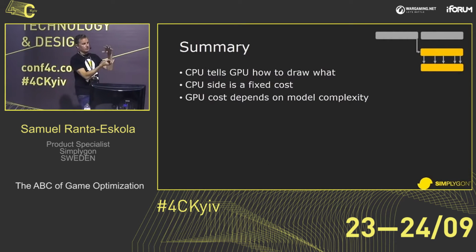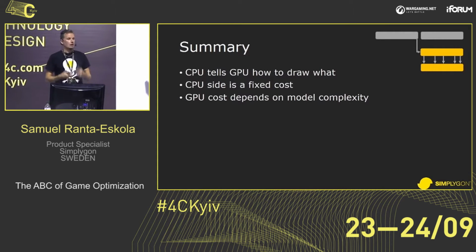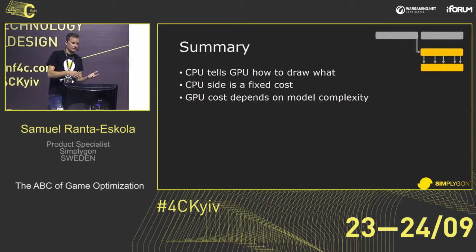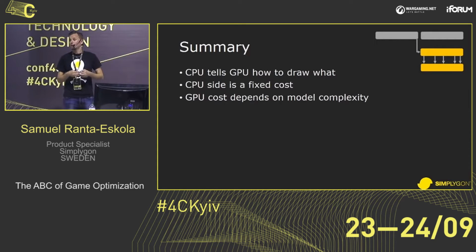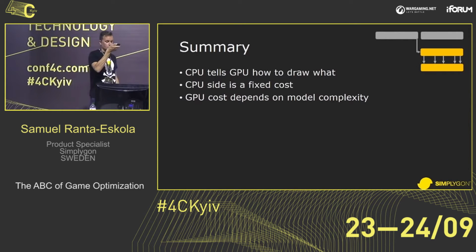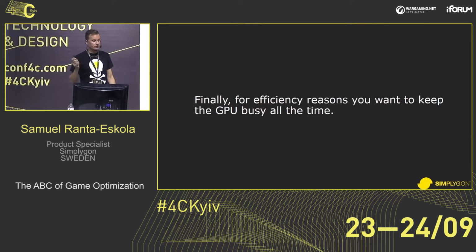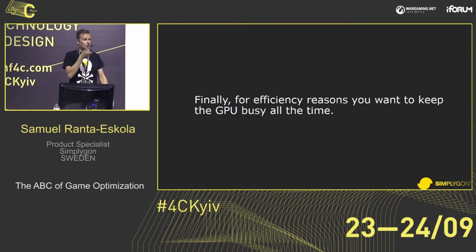So just a summary of where we've gotten so far. The CPU tells the GPU how to draw what. The CPU side of things is a fixed cost, whereas the GPU actually depends on the complexity of what you draw. Some draw calls are extremely expensive on the GPU. And finally, as I mentioned before, for efficiency reasons, you want to keep the GPU busy all the time, and we'll have to look at why.